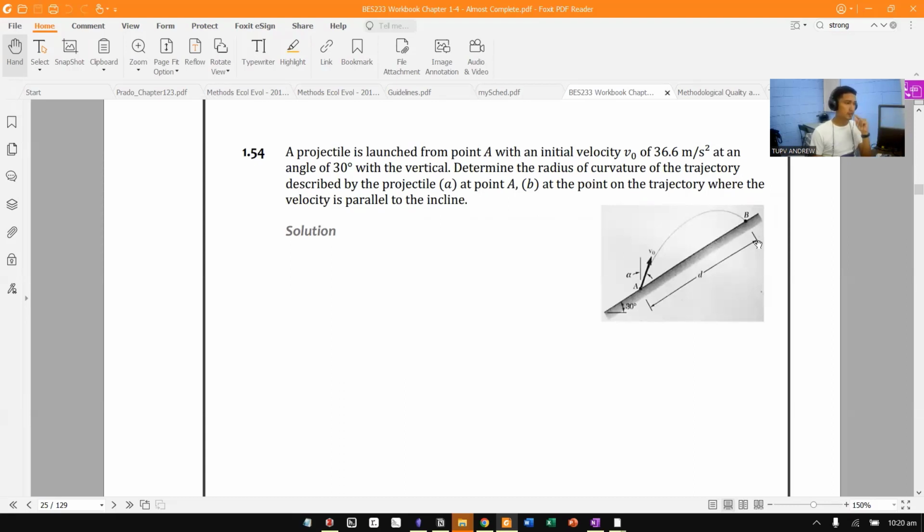So the question at point A is letter A. Letter B is along the trajectory, where the orientation is parallel with the incline. Okay, so let's do this.